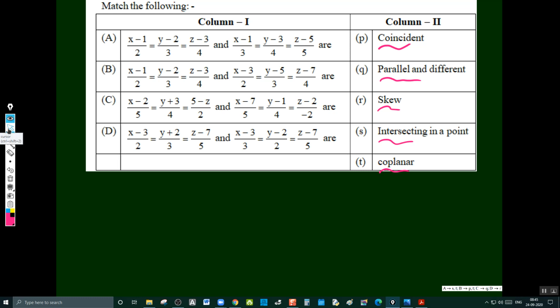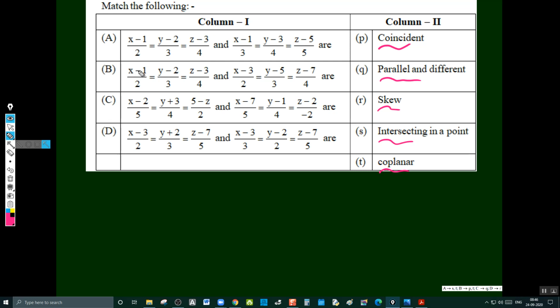Now, to understand coincidence, let us check. These are the two lines, for example. Coincidence means whatever point is there on this line, that must satisfy this line also. How do we check it? It is 1, 2, 3. Substitute 1, 2, 3 here.